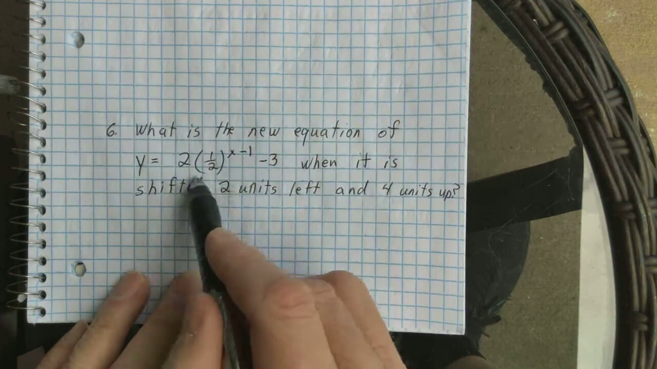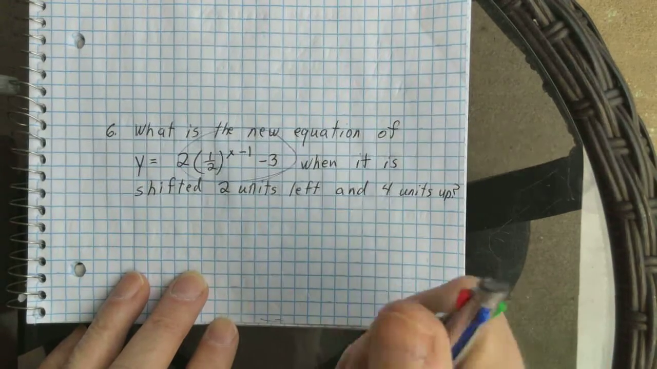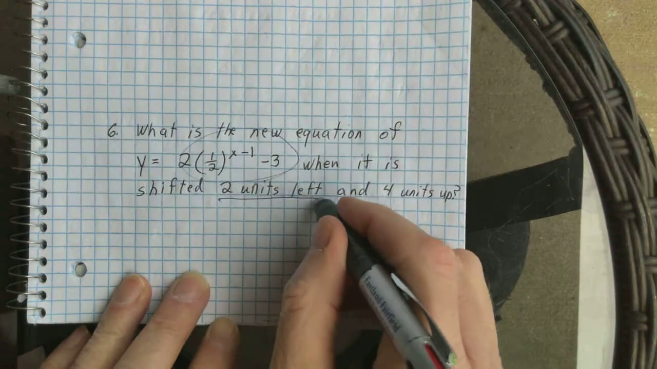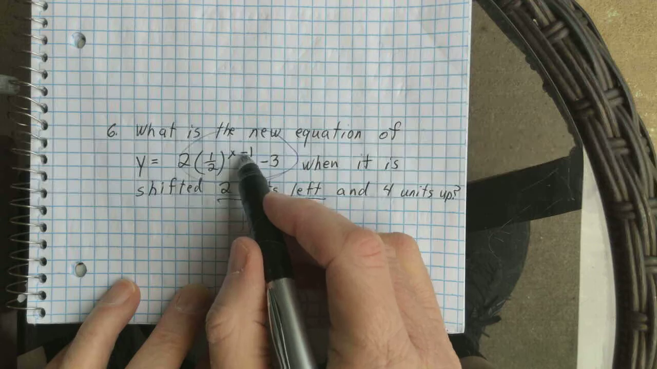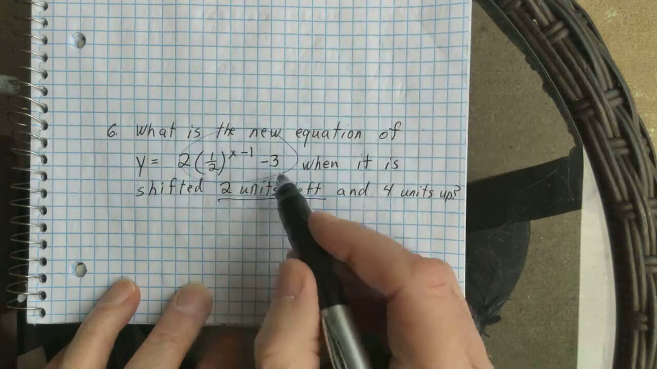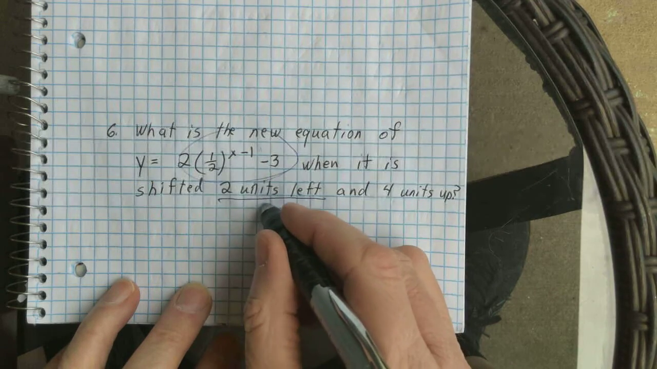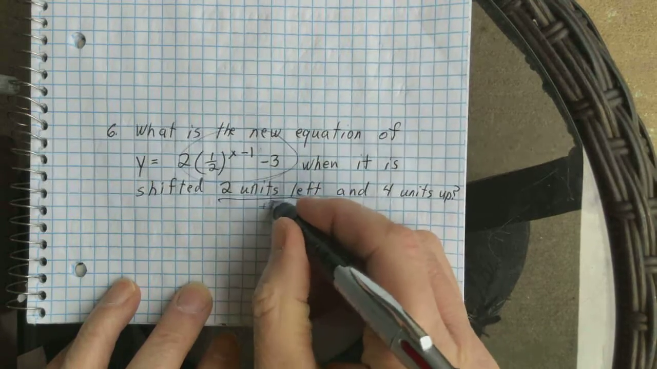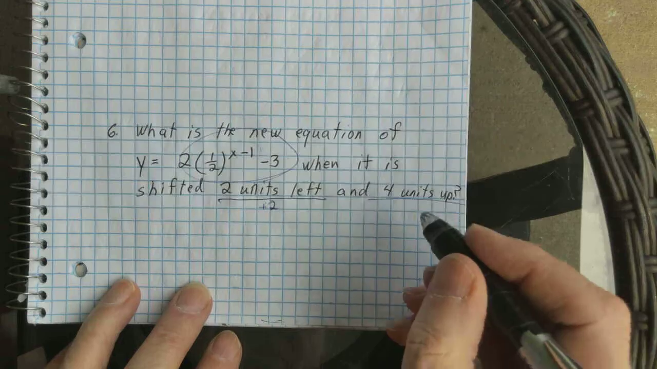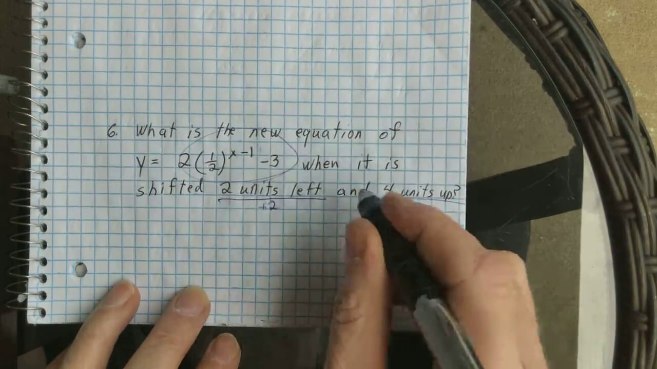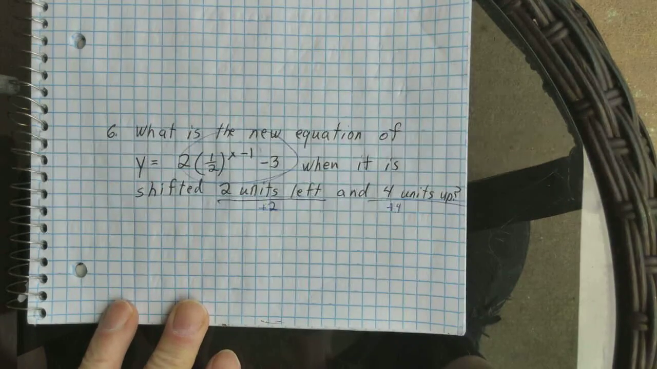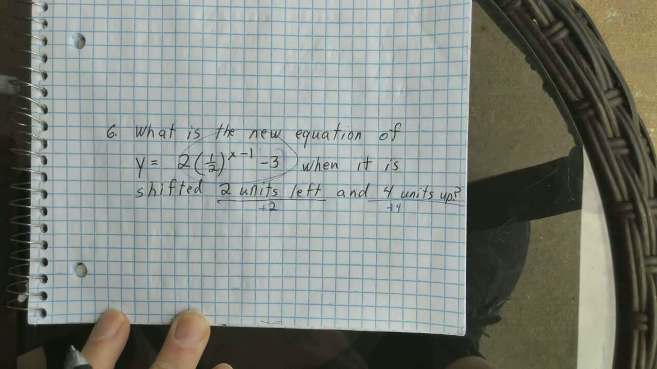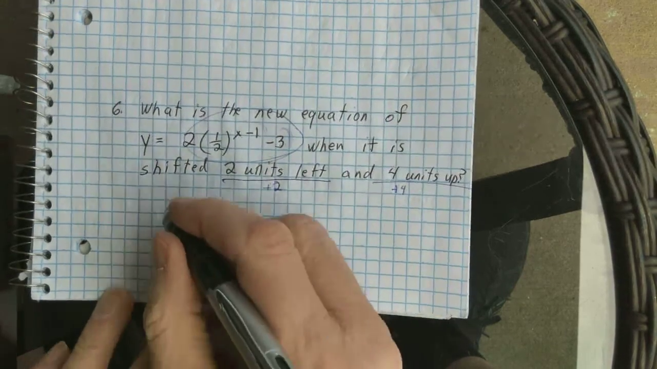And this equation is actually being shifted. When it's shifted 2 units left, then we're going to take whatever this x is, and we're going to add 2 to the exponent there. And when it's shifted 4 units up, we're going to add 4 to this amount, the constant here at the end.